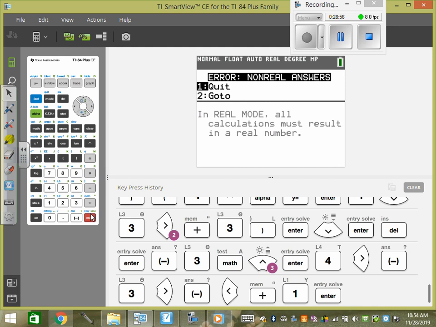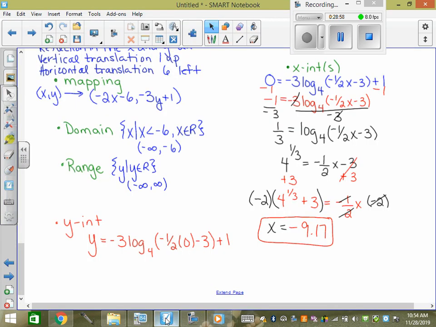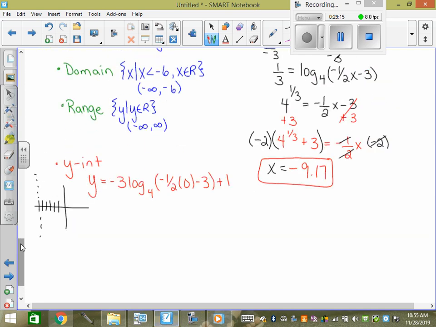Okay, let's look at it. Why would it be mad at me? What is my domain? My domain is x is less than negative 6. So I have a graph that looks something like that. How many y-intercepts does it have? None. It literally doesn't cross it. So this is going to be a non-real answer because there are no y-intercepts.